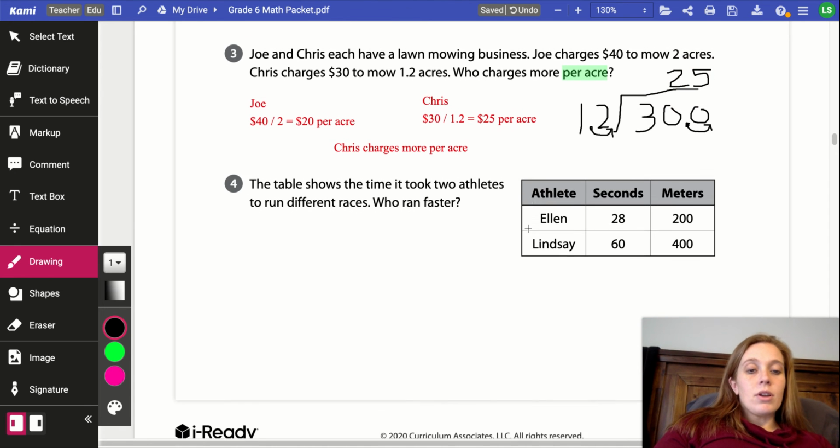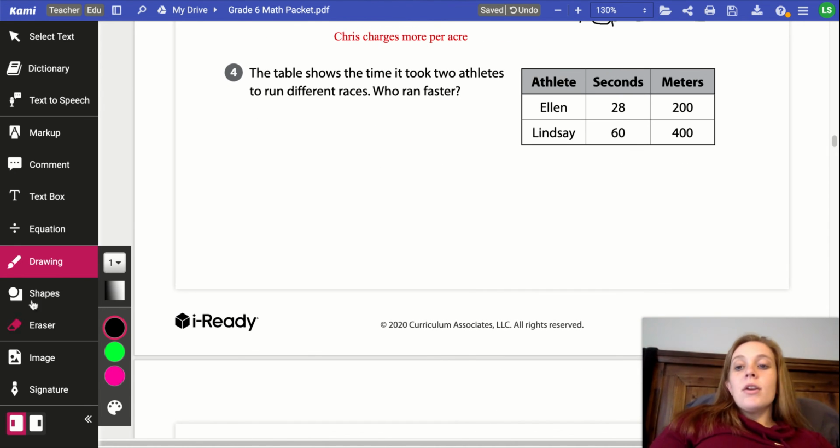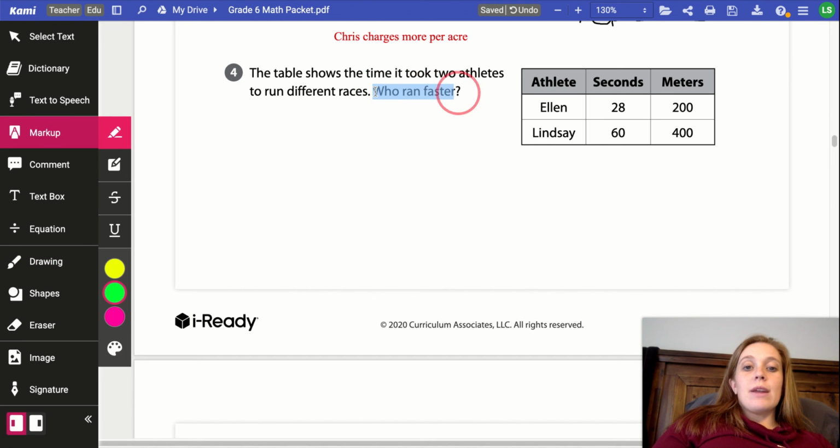Okay. Question 4. What we are trying to find out is who ran faster. Now it doesn't say who ran more meters per second, but when you're looking at the information given, you can't compare 28 seconds to 60 seconds. They're not a common number. So now that we have had some practice with unit rates, anytime you're given ratios like this and you don't have that common number, you have a couple options. You can find a common number, or you can divide both of them by finding a unit rate.